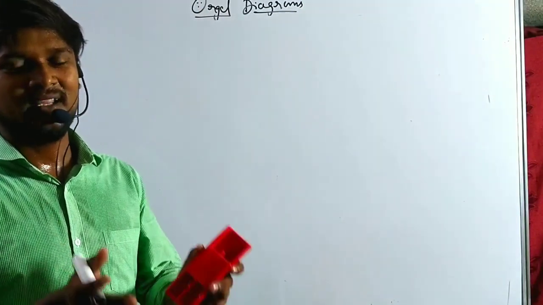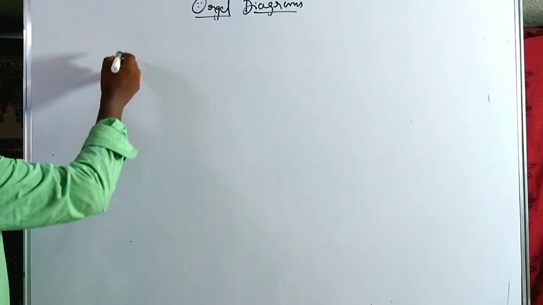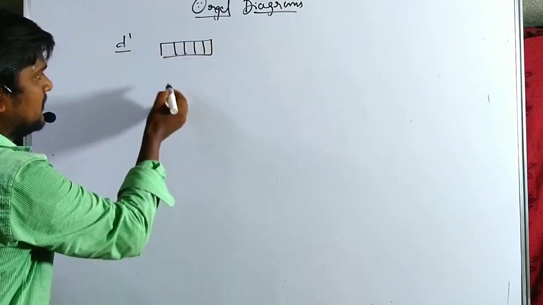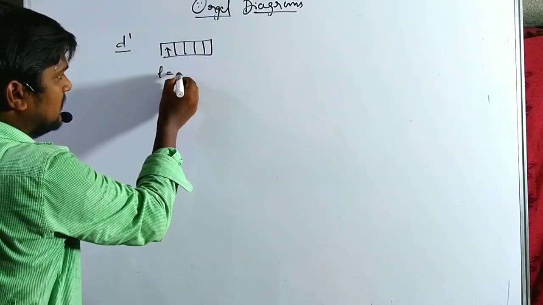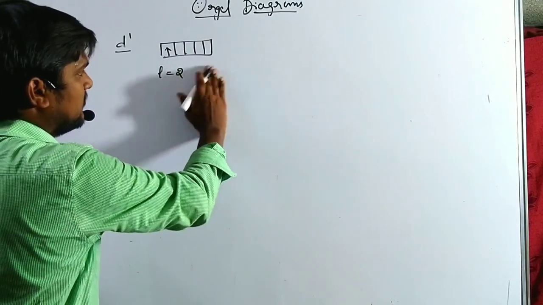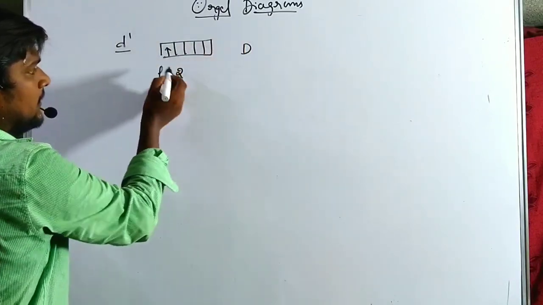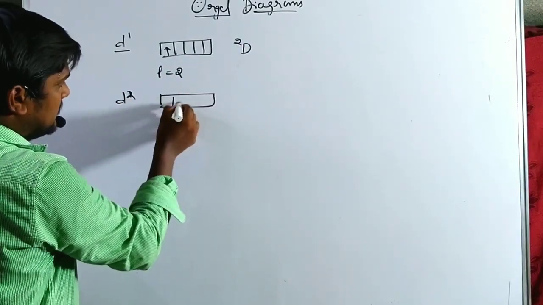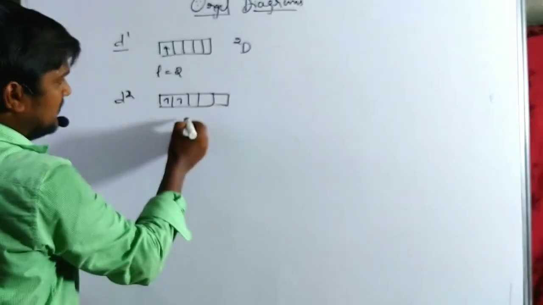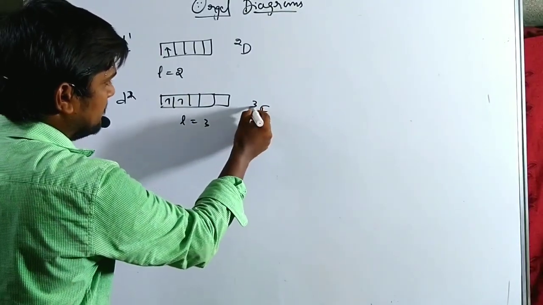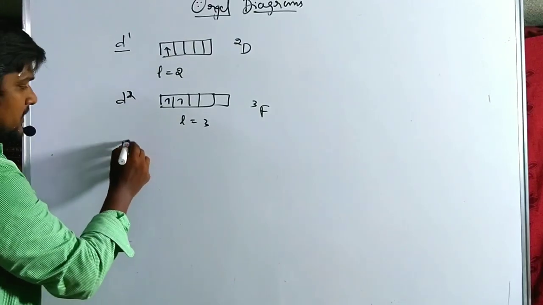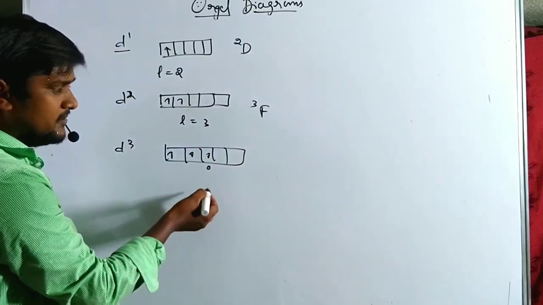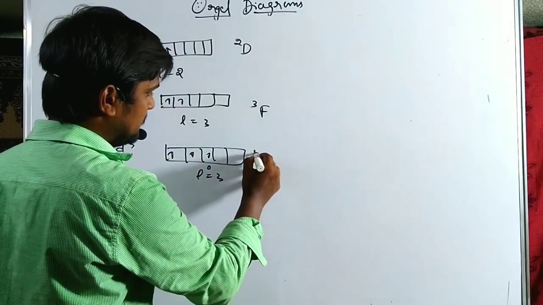Now, what we observe in the d1 to d9 configurations. We are already aware of the ground term symbol prediction. d1 means L is equal to 2, so the term is D, with multiplicity 2. For d2, L is equal to 3, so the term is F, and the multiplicity is 3. In case of d3, here L is equal to 3, and the term multiplicity is 4.